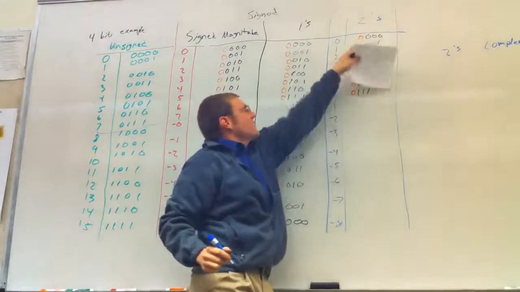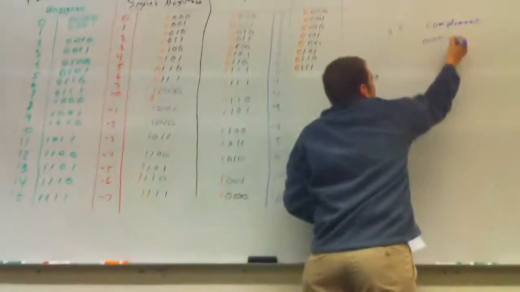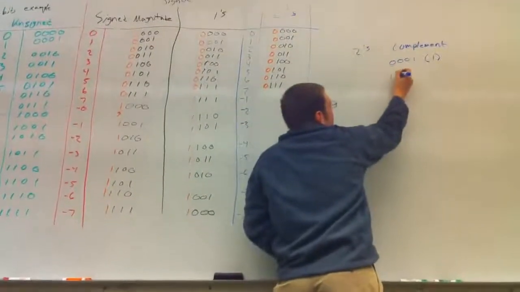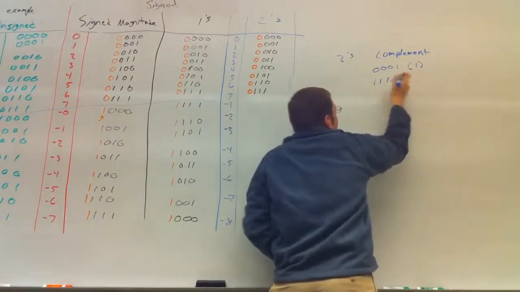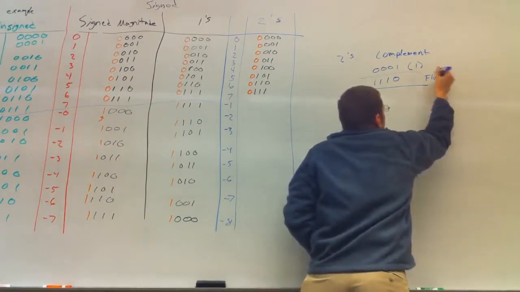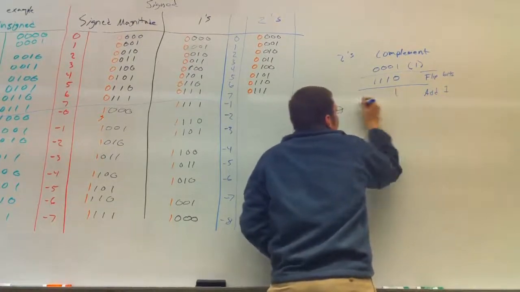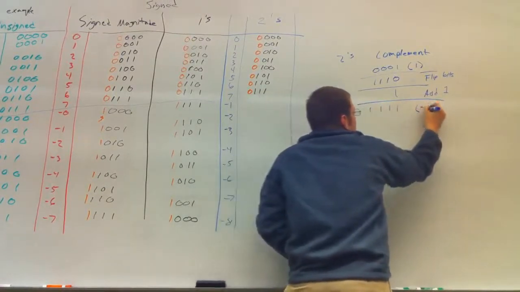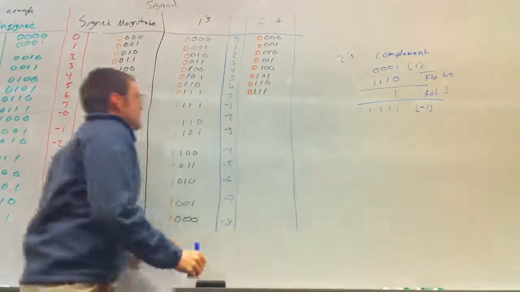So I want to make -1. I'm going to take 1, 0, 0, 0, 1, and then we're going to flip the bits again. Get 1, 1, 1, 0. Now I have to flip. Then we're going to add 1 to it. So now we get 1, 1, 1, 1. So in 2's complement, 1, 1, 1, 1 is -1.